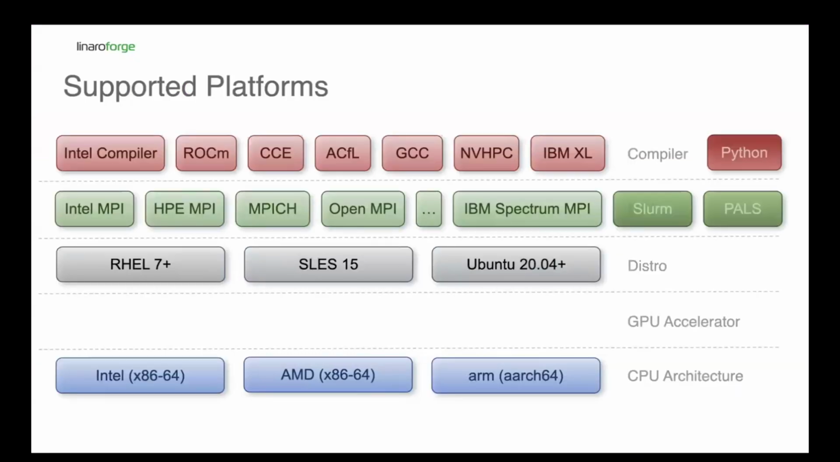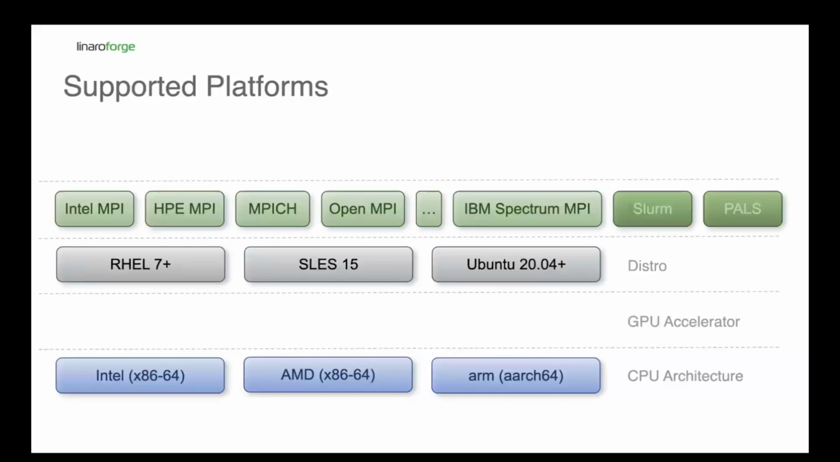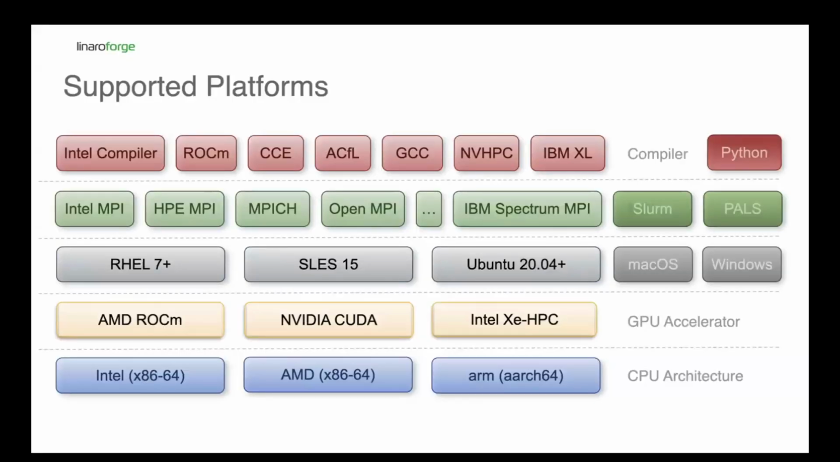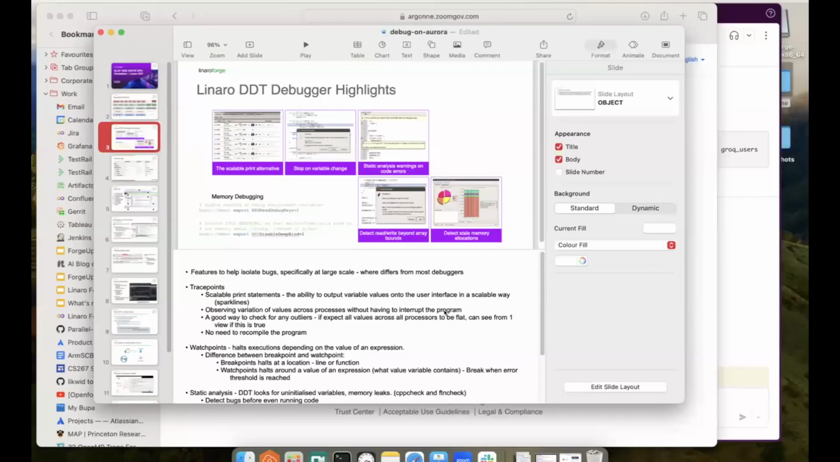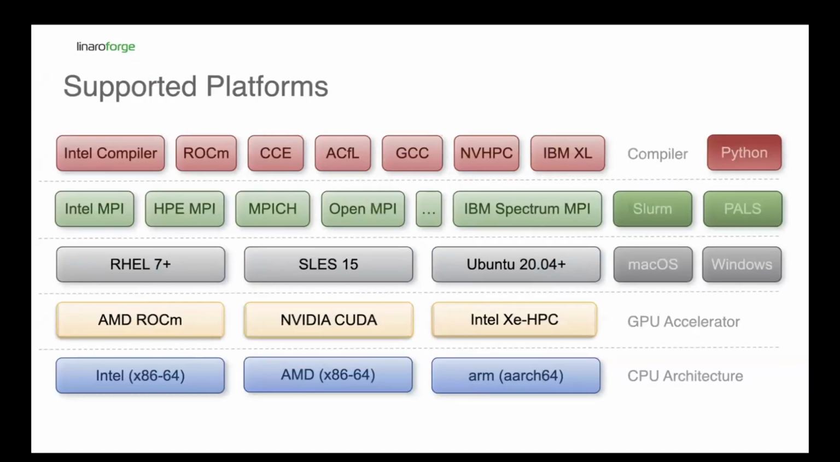So just before I go into that, we can look at all the different supported platforms. The tools are cross-platform. There's quite a lot going on. They're supported on a range of different architectures, so Intel, AMD, or ARM. Or if you want to do debugging on GPUs, we support Intel Z, as well as NVIDIA and ROCm. And on top of that, we also support a range of compilers and MPIs as well.